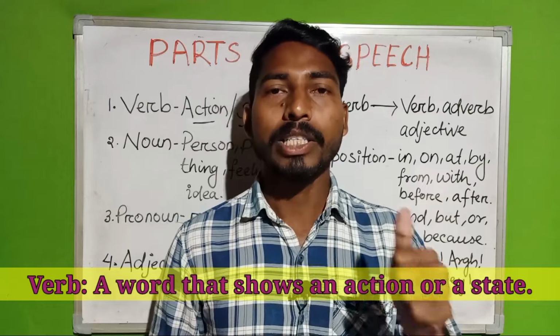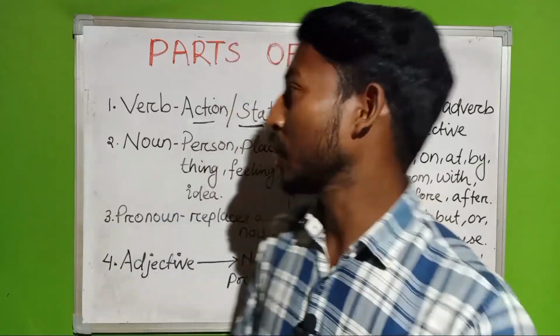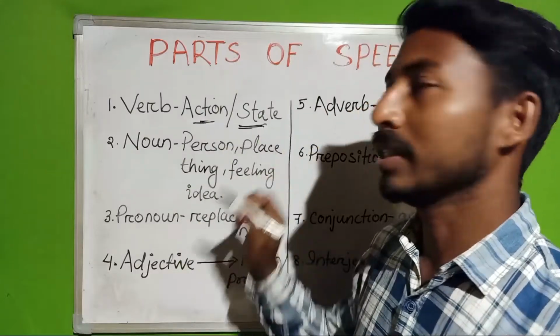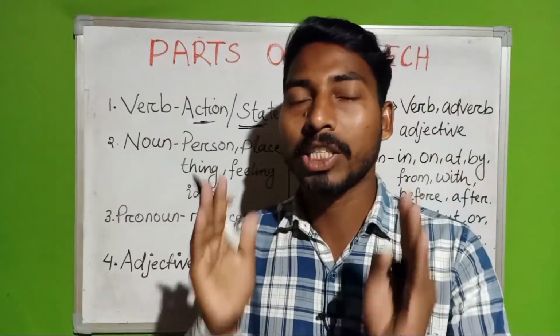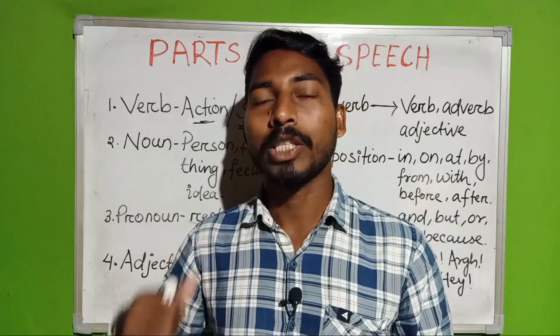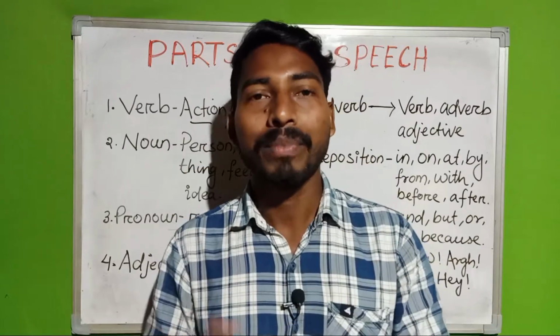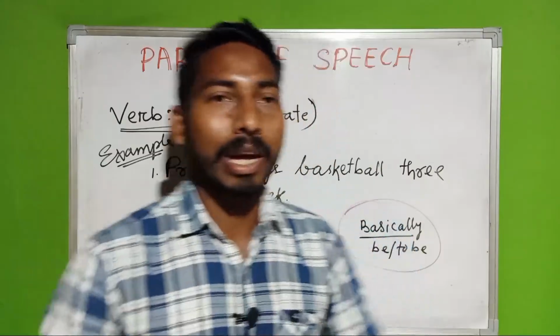So now let's define what a verb is. A verb is a word that shows an action or a state. Here state represents a situation, or it shows a situation. So now let's move to the examples of the verb so that your doubts will be cleared.